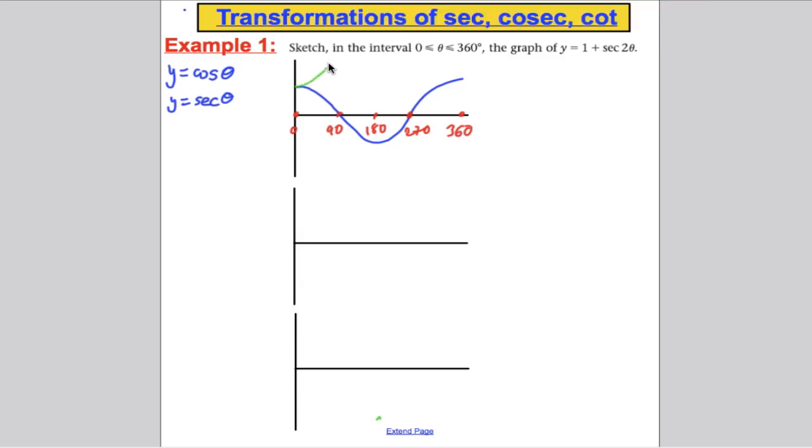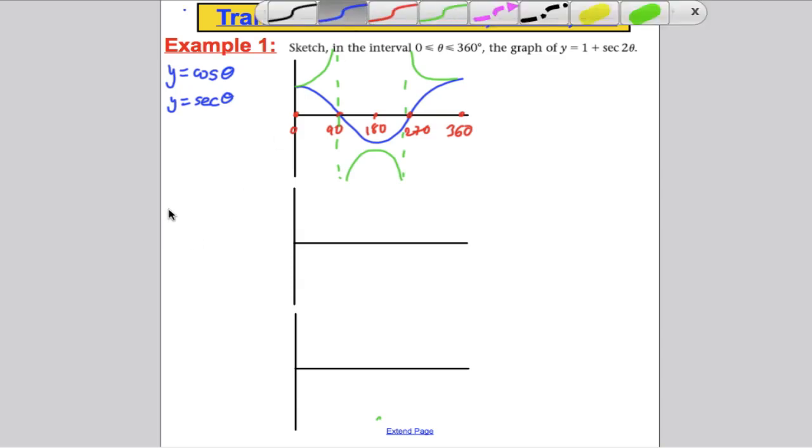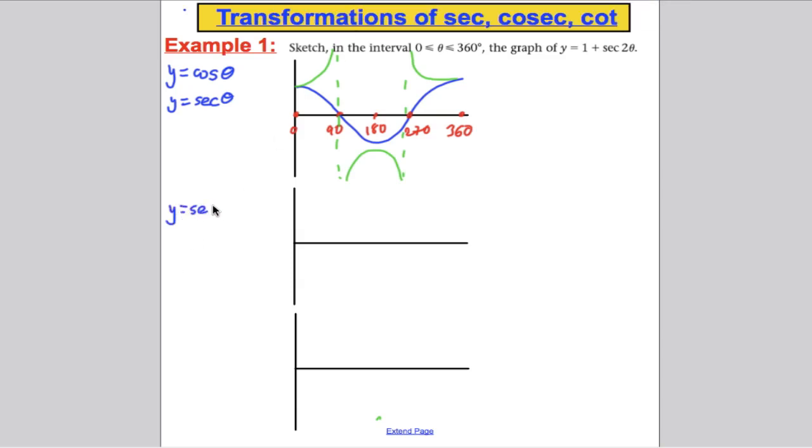So it looks something like that. It asymptotes at 90, asymptotes at 270, and looks something like that. Okay? Then we need to consider what the graph y equals sec 2 theta would look like. Well, that's a stretch. You should know these transformations. Scale factor a half in the x direction, or you could think of it as a squash by scale factor 2.